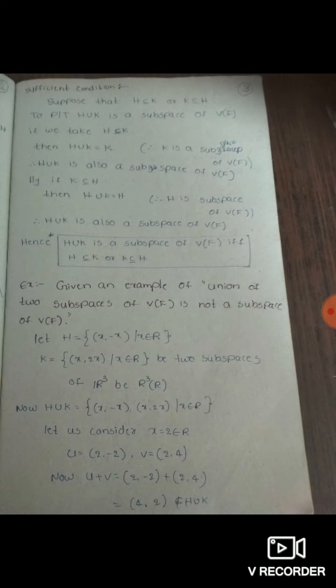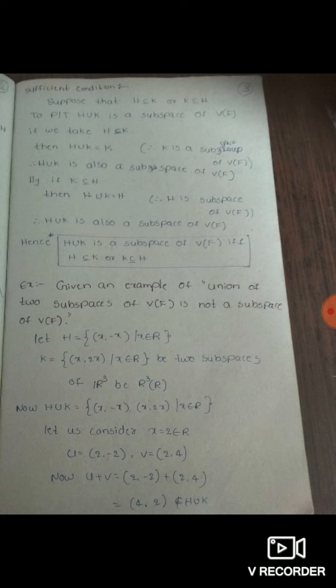Okay, next, the sufficient condition. Conversely, suppose that H is a subset or equal to K, or K is a subset or equal to H. To prove that H union K is a subspace of V of F: if H is a subset or equal to K, then H union K equals K. K is a subspace of V of F, therefore H union K is also a subspace of V of F.